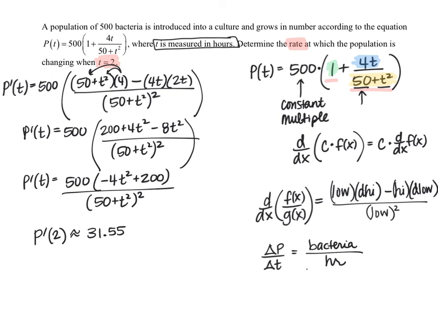And because we are getting a positive rate of change here, that tells me that the population of bacteria is growing. It's increasing. If we ended up getting a negative rate of change, then the population would be decreasing, so they would be dying off. In this case, they're not, they're increasing. So basically we can say the population is growing at a rate of 31.55 bacteria per hour at t equals 2 hours.